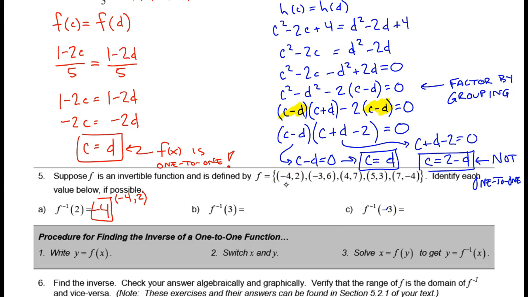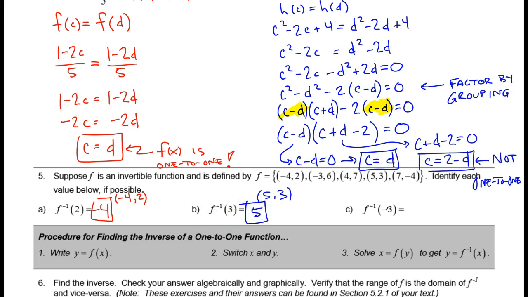And again, I'm looking for a y-coordinate of 3 anywhere in my function f, and sure enough, I see it. There's the point (5, 3) that's on the graph of f. So that means f inverse of 3 is going to be equal to 5.